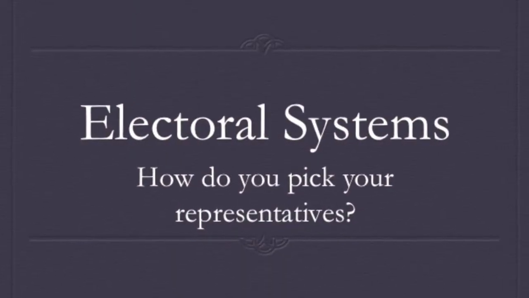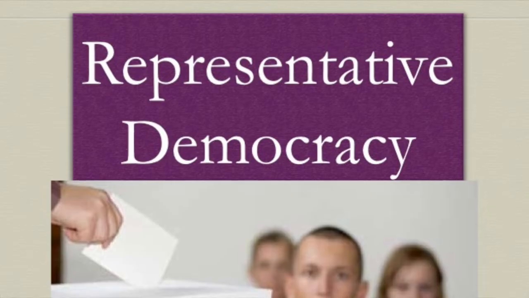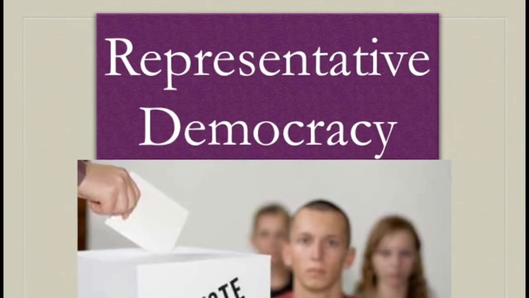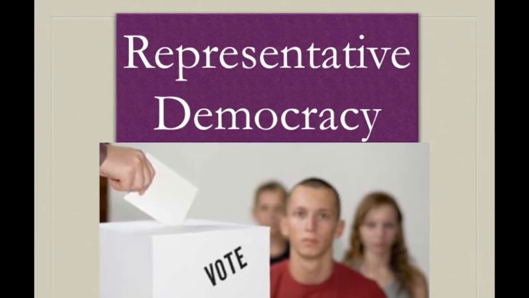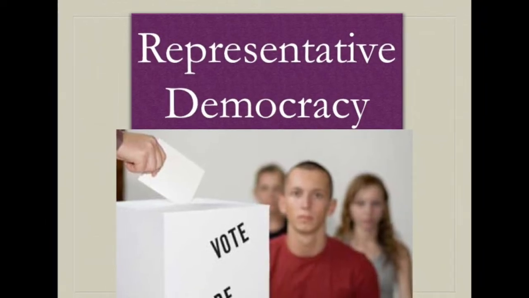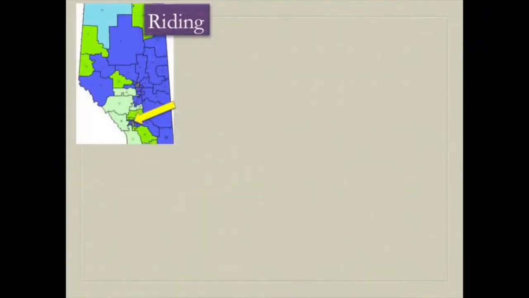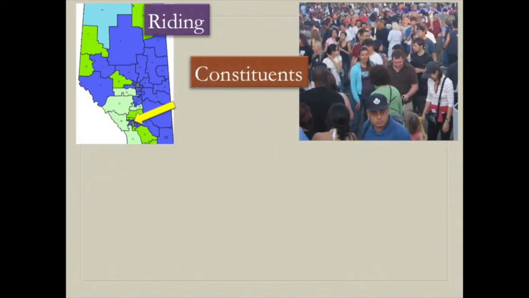In the last lesson, we talked about how we have a representative democracy. Well, in order to choose our representatives, we need to decide on how to organize the elections. First, I need to explain a little terminology. When someone's chosen to represent an area, that area is called the riding. The people living in that riding are the constituents, and the people who can vote are known as the electorate.